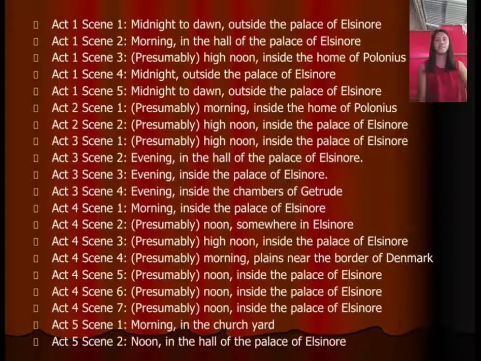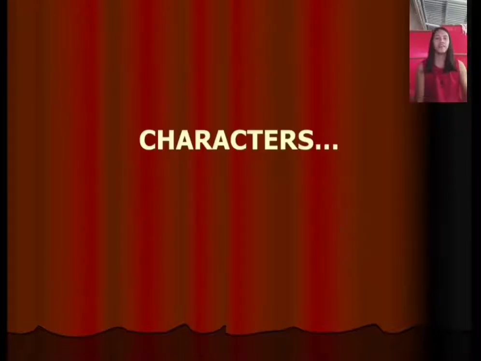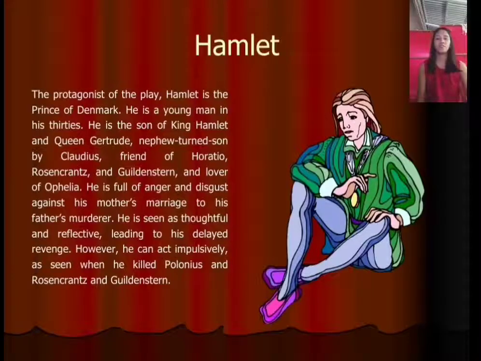Next, the characters. The first is Hamlet. He is the protagonist of the play, and the Prince of Denmark. He is a young man in his 30s. So he is the son of King Hamlet and Queen Gertrude, the nephew turned son by Claudius. He is also the friend of Horatio, Rosencrantz, and Guildenstern, and the lover of Ophelia.